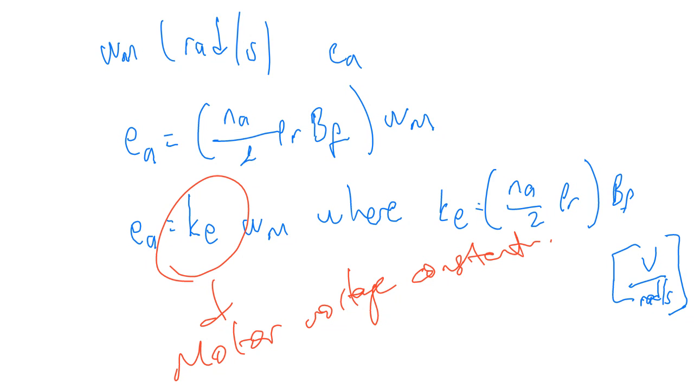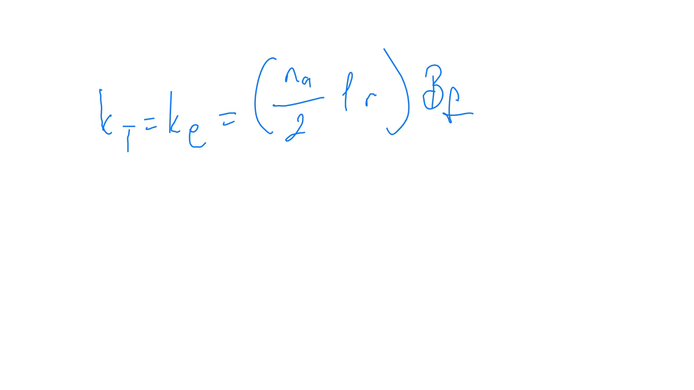The polarity of this induced EMF is reversed if the rotational speed omega m is reversed. Actually, we should note that in any DC machine, the torque constant Kt and the voltage constant Ke are exactly the same. Lastly, we can write Kt equals Ke equals Na over 2 L r Bf.